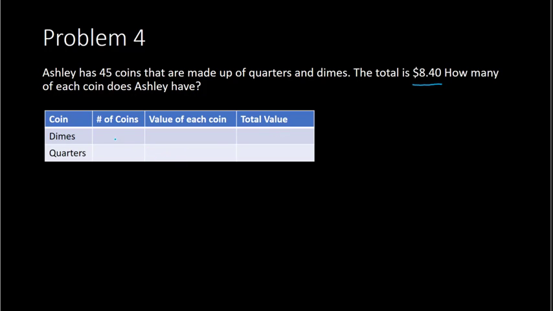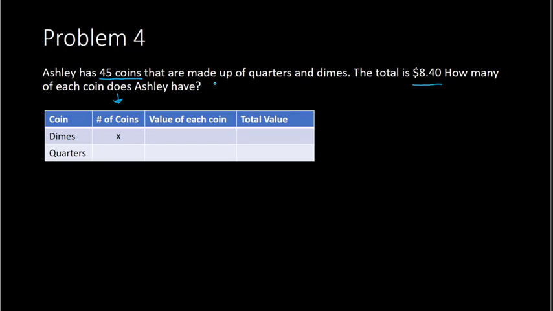So for the number of coins, this is where this problem is probably the most tricky, because we need a different approach to figure out what goes in here. So we don't know either dimes or quarters. So if we let dimes be x, we don't know how many dimes we have. We can figure out quarters based off this and based off the fact there are 45 coins total.